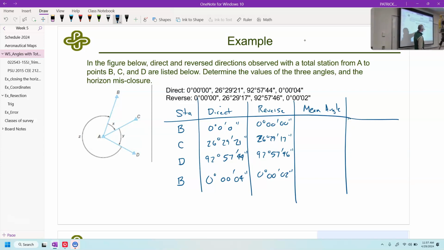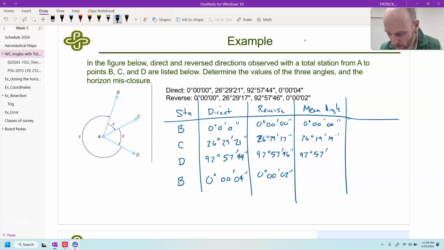So from our direct and reverse, we can just look at these and average them out. We get an average reading for that sighting between the direct and reverse. So our initial 0 at B is 0, our average. Our average at station C is just the seconds that vary in each one of these. So we're averaging 21 and 17, so it's 19 seconds. 26 degrees, 29 minutes, 19 seconds. At station D, we're just averaging the seconds, 46 and 44. So the average is 45. 92 degrees, 57 minutes, 45 seconds. And then when we close that horizon, sighting back at our initial start station, we had a little bit of error, 4 and 2. So the average of that is 3 seconds.